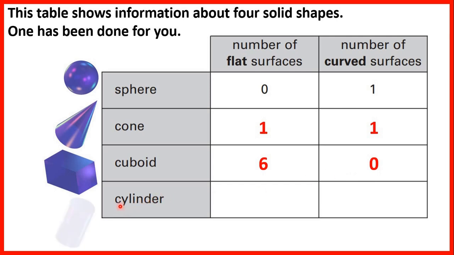And finally, we have a cylinder. So that's like a circle that's been stretched out. So we have a flat circle at the top, and a flat circle at the bottom. So that's 2 flat surfaces. And then we have one curved surface round the middle that curves all the way around the shape. So a cylinder has 2 flat surfaces and 1 curved surface.